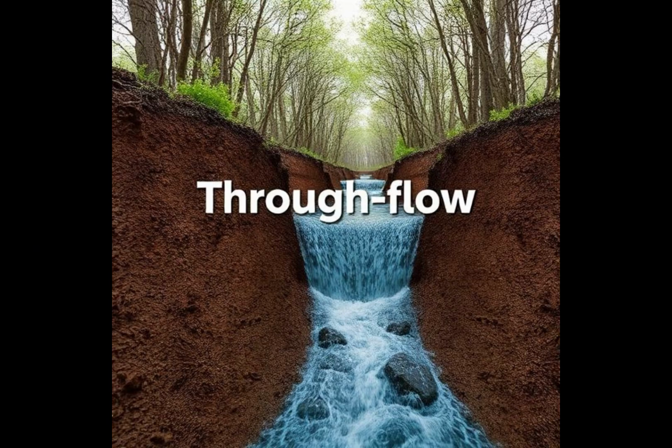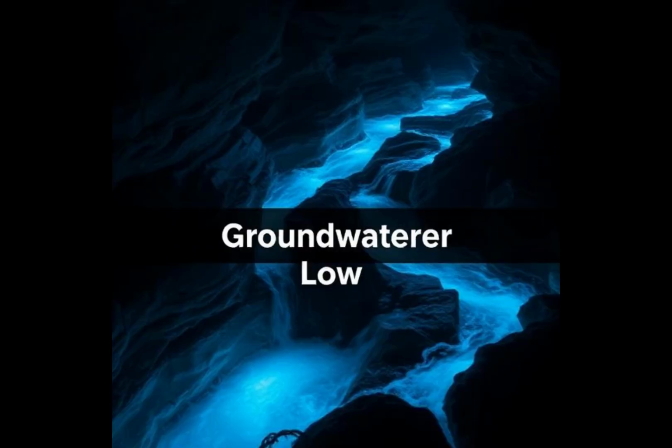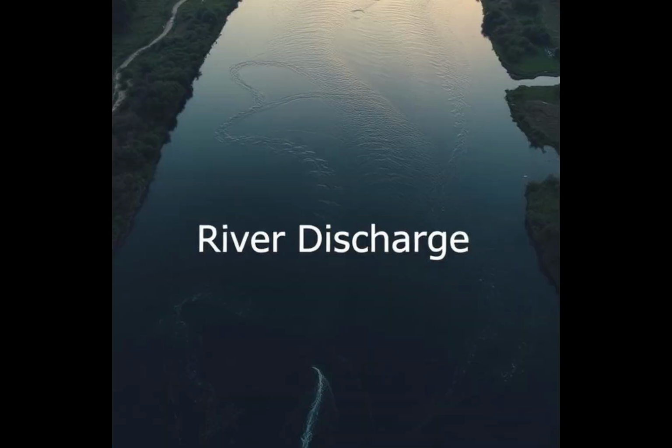Throughflow. Some water travels sideways through the soil, making its way towards the river channel. Groundwater flow. Deep underground, water moves even more slowly, creeping through rock layers. This can take months, years or even decades. Each transfer is different. It's like a different road on a map. Some are fast, some are slow, but all of them help shape the river's flow.